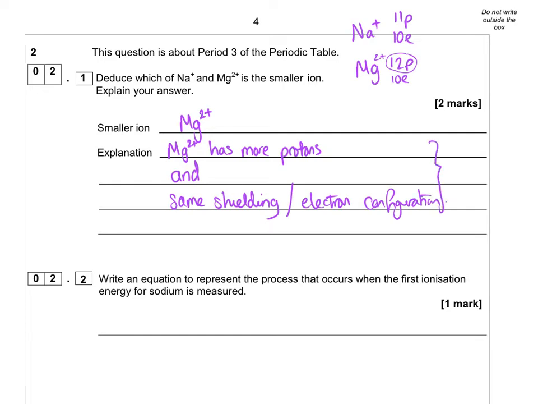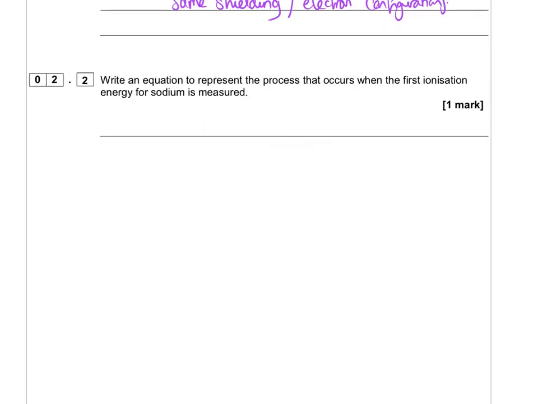So both of those 1 mark, and then Mg2+ for the second mark. Write an equation to represent the process that occurs when the first ionisation energy for sodium is measured. So the first ionisation energy is the enthalpy change when 1 mole of atoms becomes 1 mole of positive ions in the gaseous phase. So we've got to remember it's a gas.